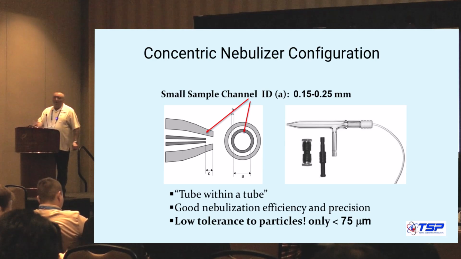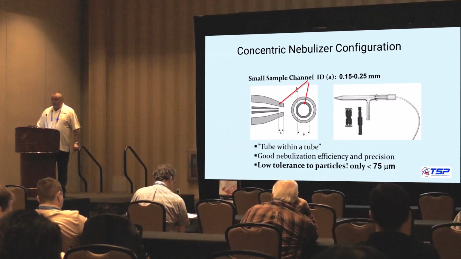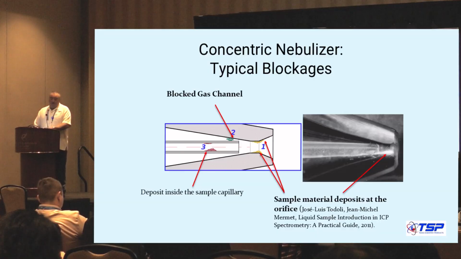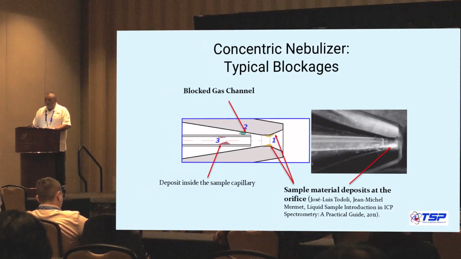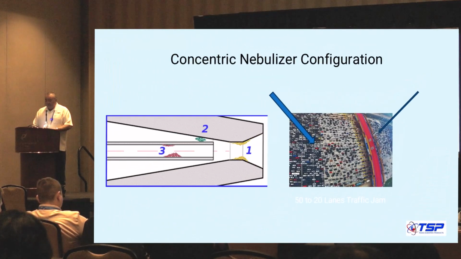And I'm not going to go into the details of the geometry, but you get this deposition that could happen everywhere in the nebulizer, inside, between the outer tube and inner tube, on the output of the orifice. And the reason it does that is because in the concentric nebulizer geometry, because of its efficiency, everything goes from wide to narrow, sort of like a traffic jam that you see here, right? So that's what's happening here.